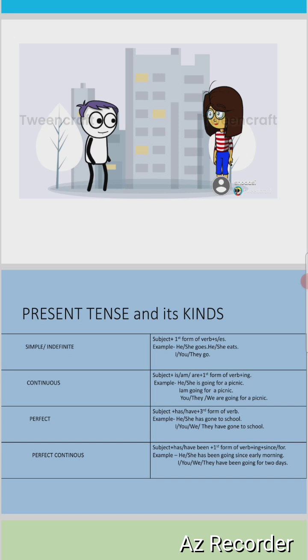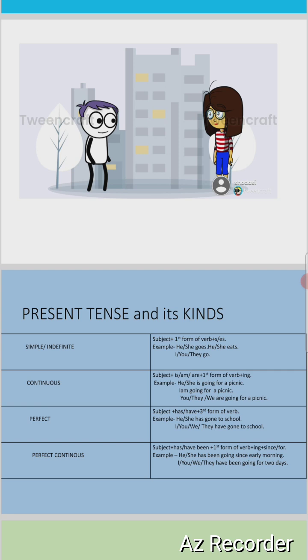In the present perfect, we use the subject and the helping verb, here are, has, or have, with the third form of the verb. For example, he or she has gone to school. I, you, we, or they have gone to school.